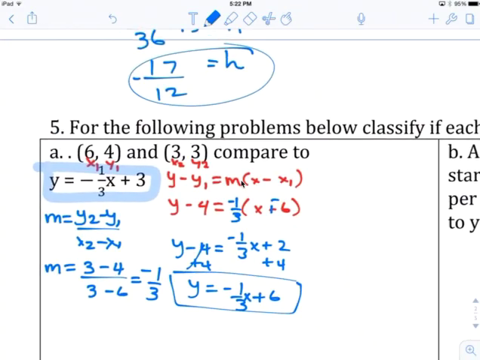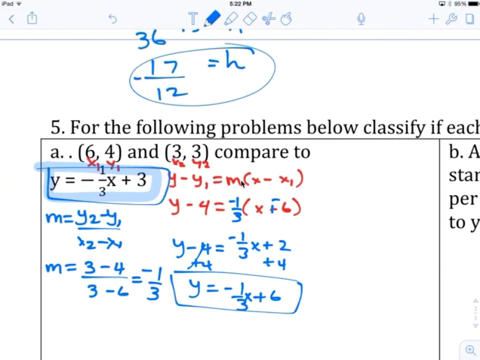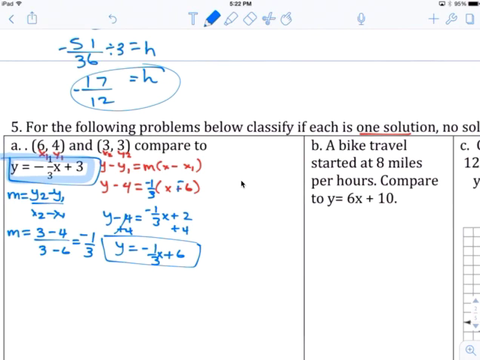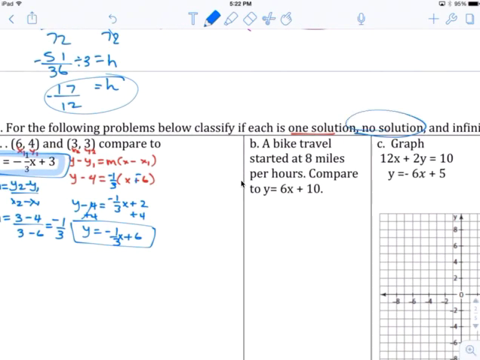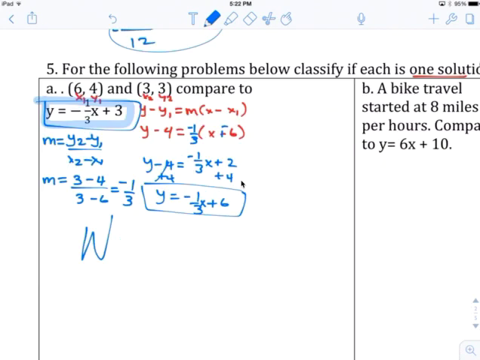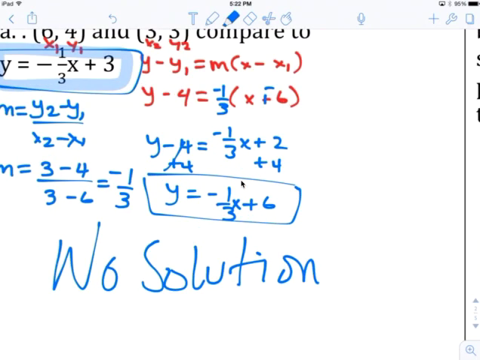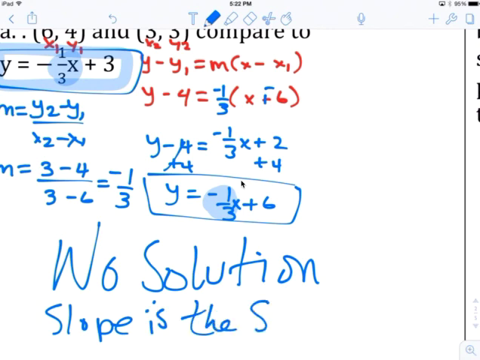Okay, compare that to this. Well, this is going to be no solution. I bet you I'm going to ask you to explain. No solution because the lines are parallel, because the rates of change are the same. Rate of change, slope's the same. And the y-intercepts are different.